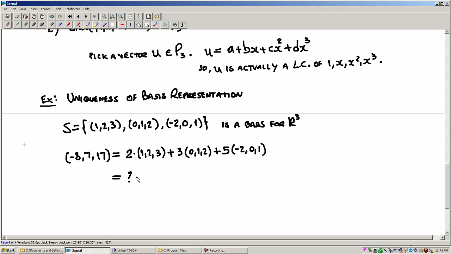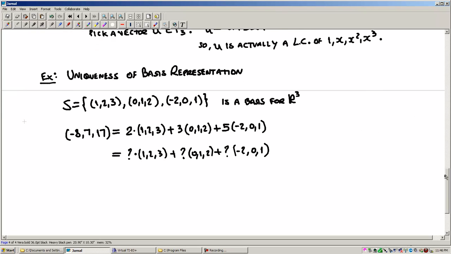So if I put something here, 1, 2, 3, plus something here, 0, 1, 2, plus something here, -2, 0, 1. Do you think if I solve for that, I can find different numbers other than 2, 3, and 5? The answer is no, you cannot. If you solve this, you're going to find 2, 3, and 5. And that's what I mean by uniqueness. There's only one way to represent a vector as a linear combination of vectors in the basis.